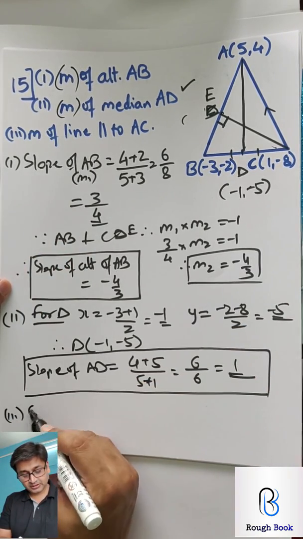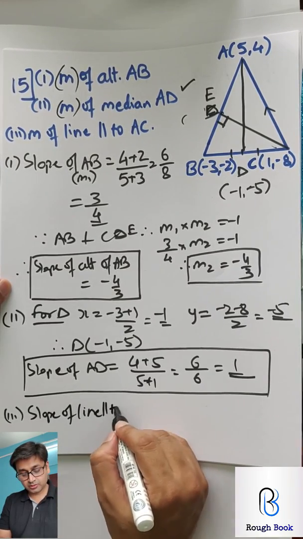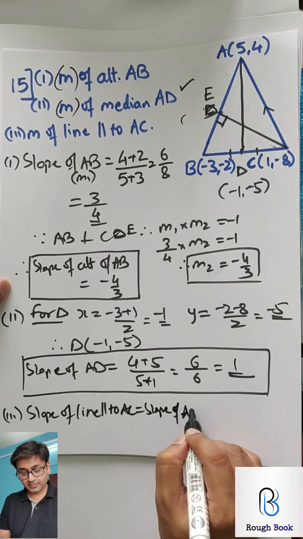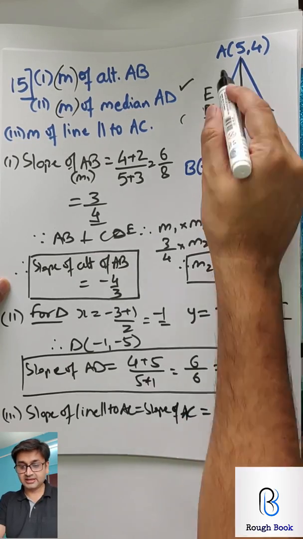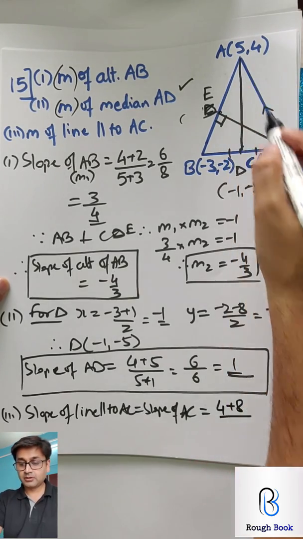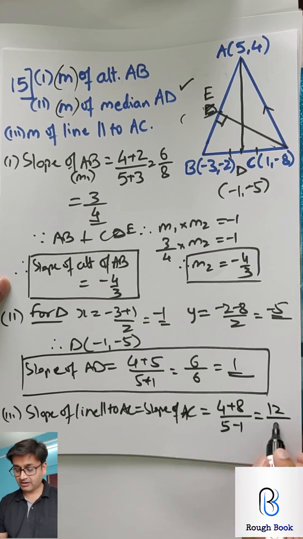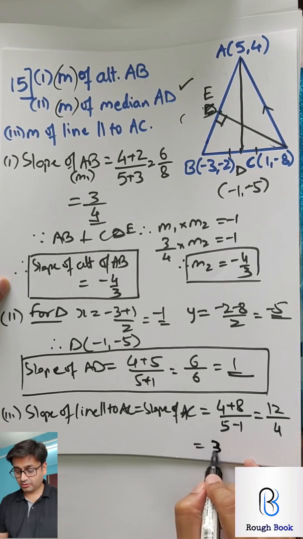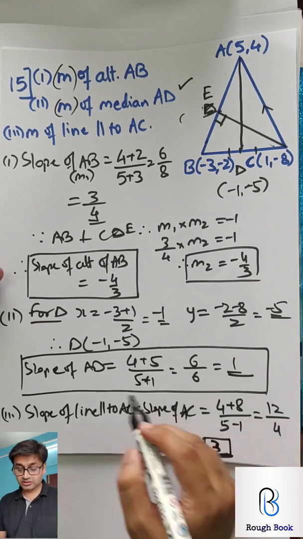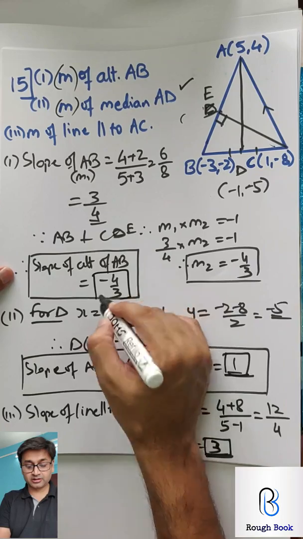So you say slope of line parallel to AC is equal to slope of AC, and slope of AC is equal to what? 4 plus 8 and 5 minus 1. So that is 12 by 4, which will be equal to 3. So you managed to get the third part also. So that's one. This is your second answer and this is your third answer.